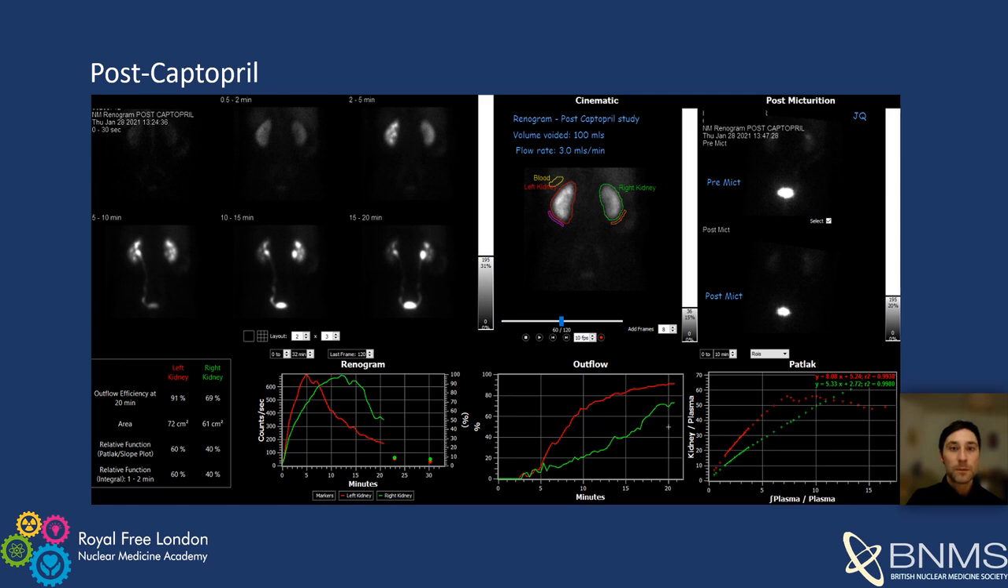Here is the post-captopril study on the same patient, showing a normal left kidney. Although this split function does not change between the two studies, there is clearly a delay in transit of the tracer from the renal parenchyma to the collecting system on the post-captopril study, with corresponding shift in the renogram curve for the right kidney. Decreased flow rate in the right kidney on the post-captopril study is in keeping with renin-dependent renovascular hypertension.